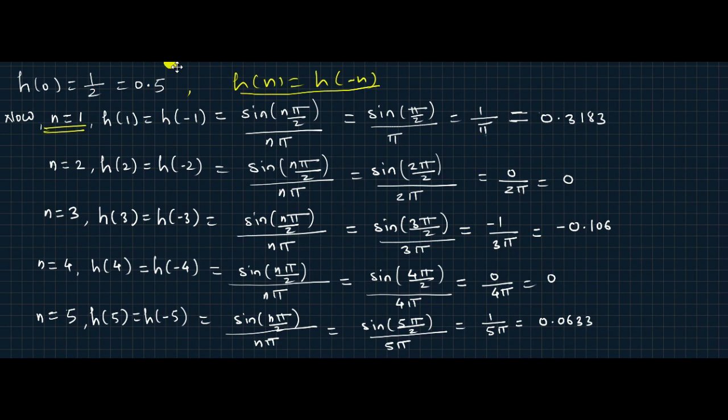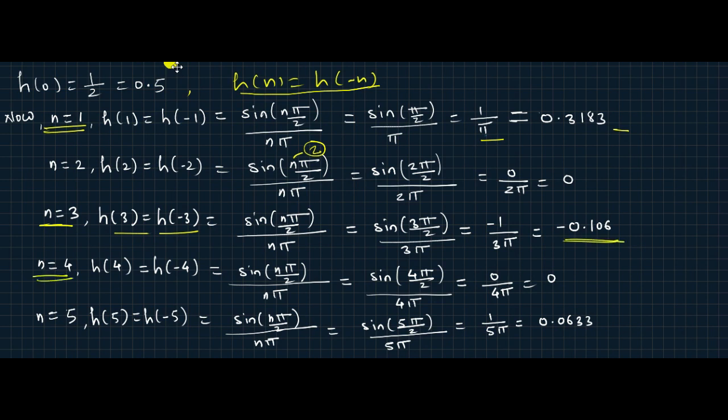So h of n is the impulse response, and we have some values for this h of n. The first value will be 1 over pi, which is 0.318. For n equal to 2, which is equal to h of minus 2, here we are putting n equal to 2. I have calculated this and we'll get 0 divided by 2 pi, which is 0. For n equal to 3, h of 3 equals h of minus 3, and sin(n pi by 2) divided by n pi is equal to minus 1 by 3 pi.